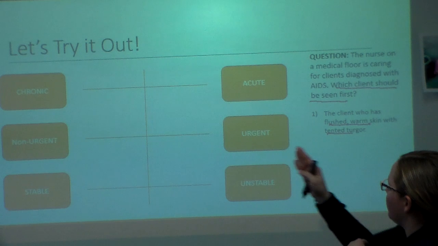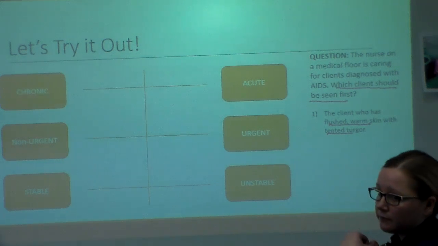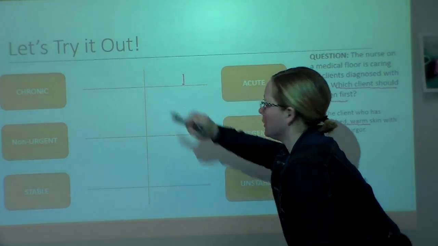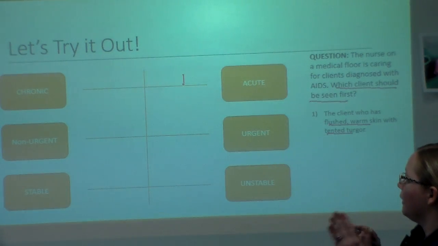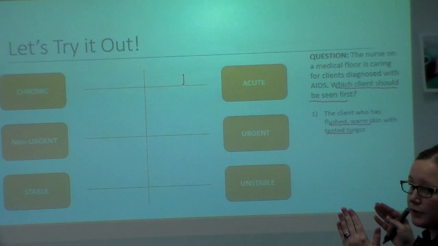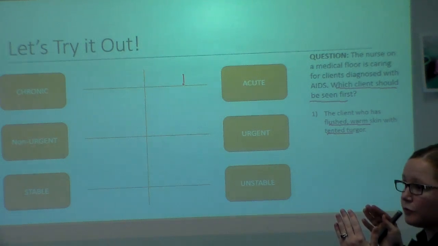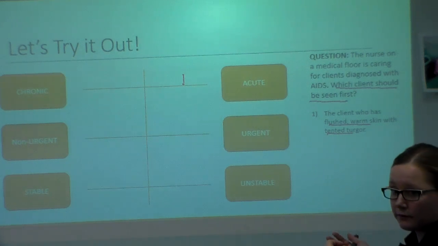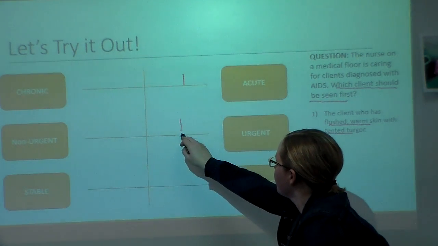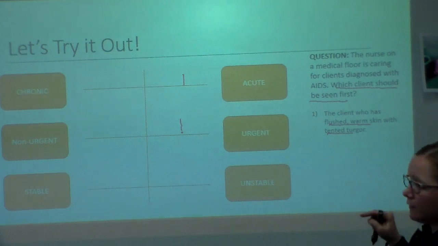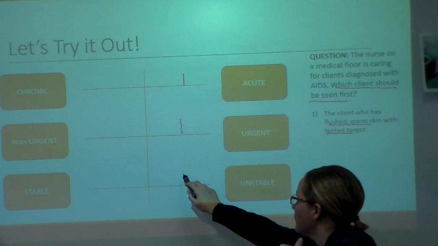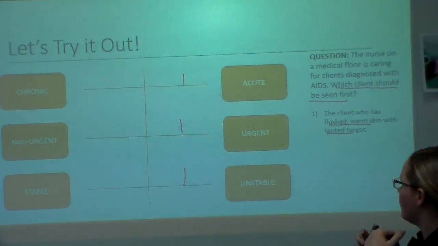So does this person have a chronic problem or an acute problem? Acute. So I'm just going to write number 1 here on the acute side. Okay. Are they non-urgent or are they urgent? They're pretty urgent because they're dehydrated and they're warm and they're flushed and they're tented, right? And are they stable or are they unstable? Unstable, because you're knowing that tenting means that they're dehydrated plus all of those other things.